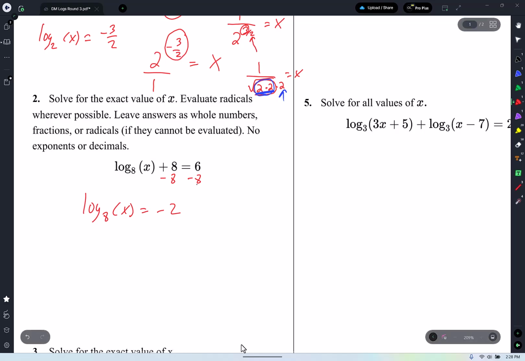You don't have to put it. You don't have to do anything. You can just go right from that to that. Yeah, because that's showing the steps that you did, minus 8 on both sides. Turn that to an exponent. 8 to the negative 2 equals x.